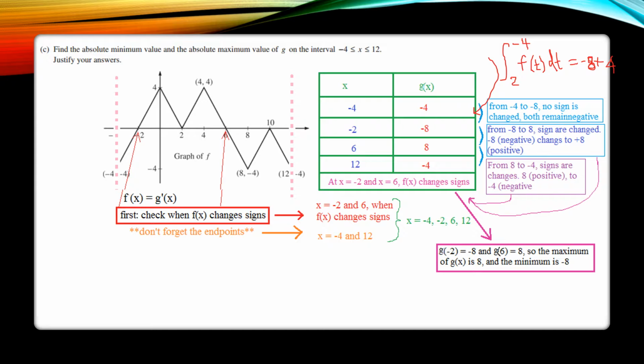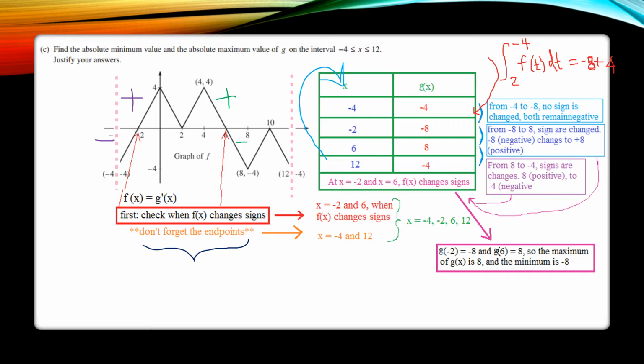So for this question, you can see that when x is equal to negative 2, f of x changes from negative to positive. And when x is equal to 6, f of x changes from positive to negative. You must always remember to include the endpoints, which would be negative 4 and 12. So in the end, we have 4 x values, where x is equal to negative 4, negative 2, 6, and 12. And then we take all these values and put them into this graph to solve for g of x.